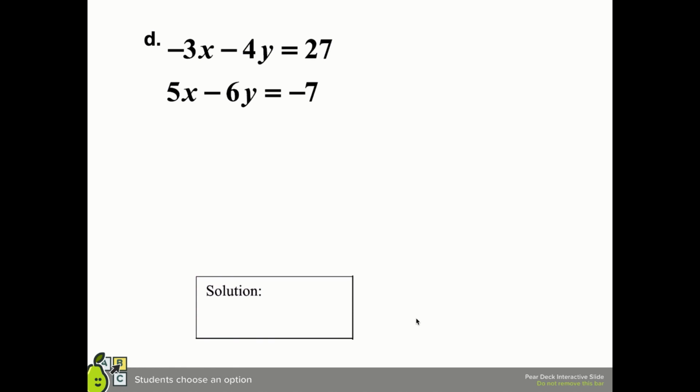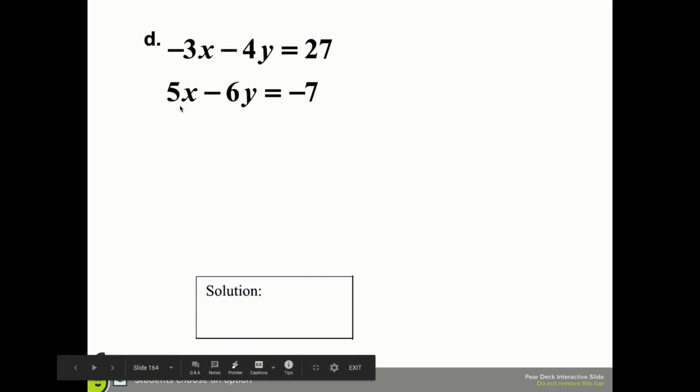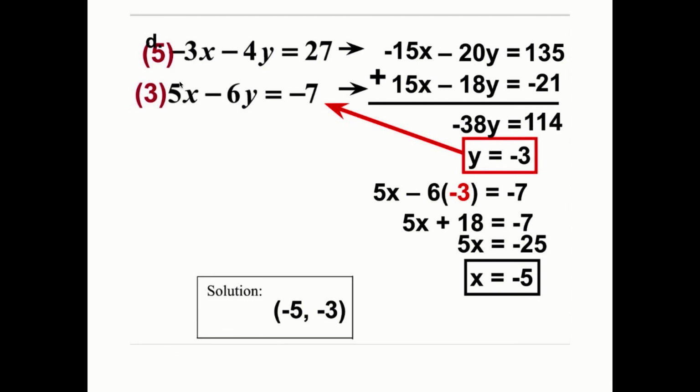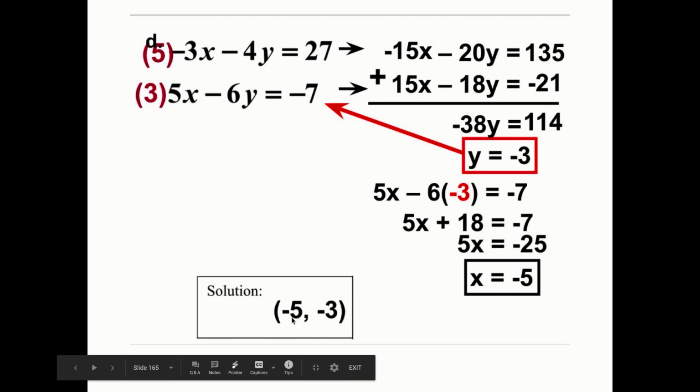Okay, you are up. What is the solution? Okay, there's a couple ways to solve this one. For this one, I went ahead and canceled the x's since they were opposite each other already. So I multiplied the top equation by 5, bottom equation by 3. Notice the x's are going to cancel. And then solving, I get negative 3 for y. I plugged it into the bottom equation because there was only this negative here. And that got me a negative 5. Remember to write it x comma y. So negative 5, negative 3. Great job.